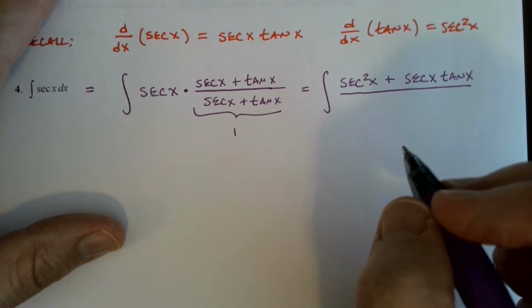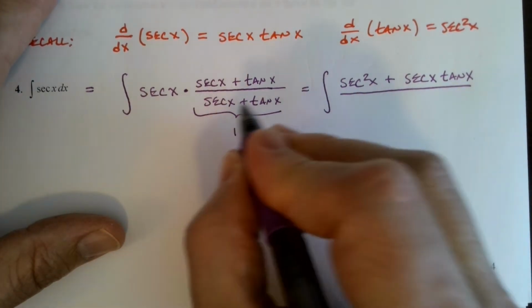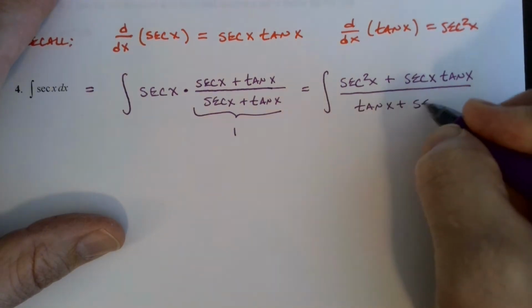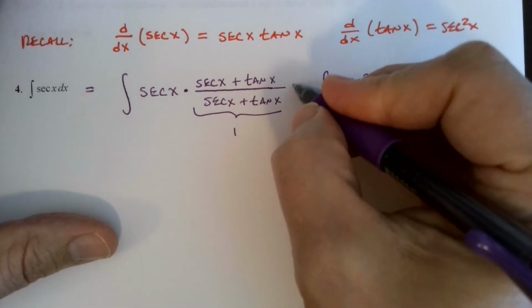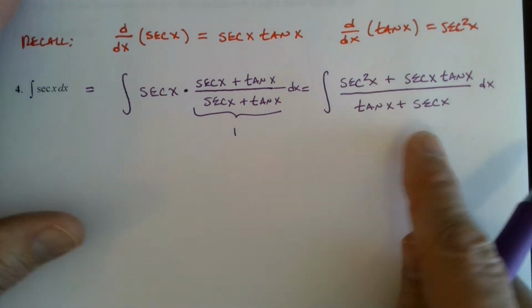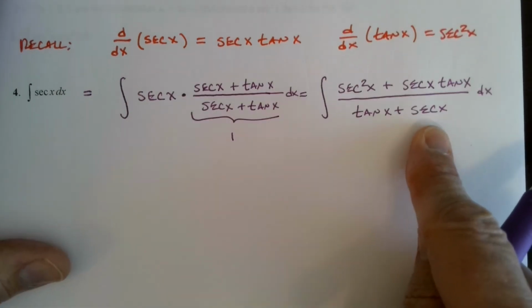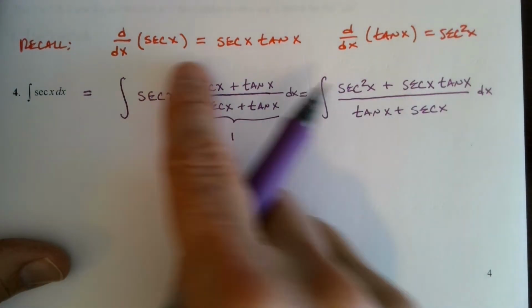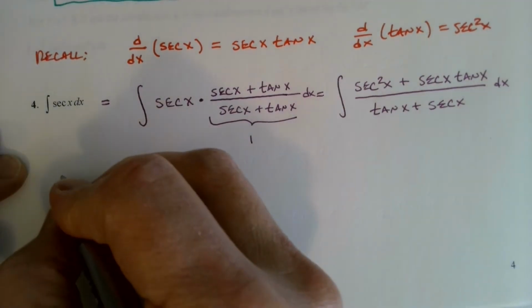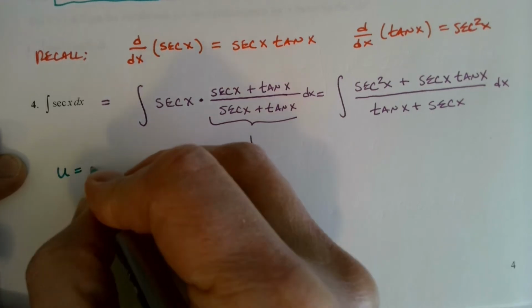I am going to write that in a different order though. A plus b is the same as b plus a, right? So this is tangent x plus secant x. I guess I forgot my dx here. Now why did I write that in a different order? Well, take a look at the bottom, and look at the top, and look at these two derivative formulas. Do you see something? I hope you do. We have a simple substitution.